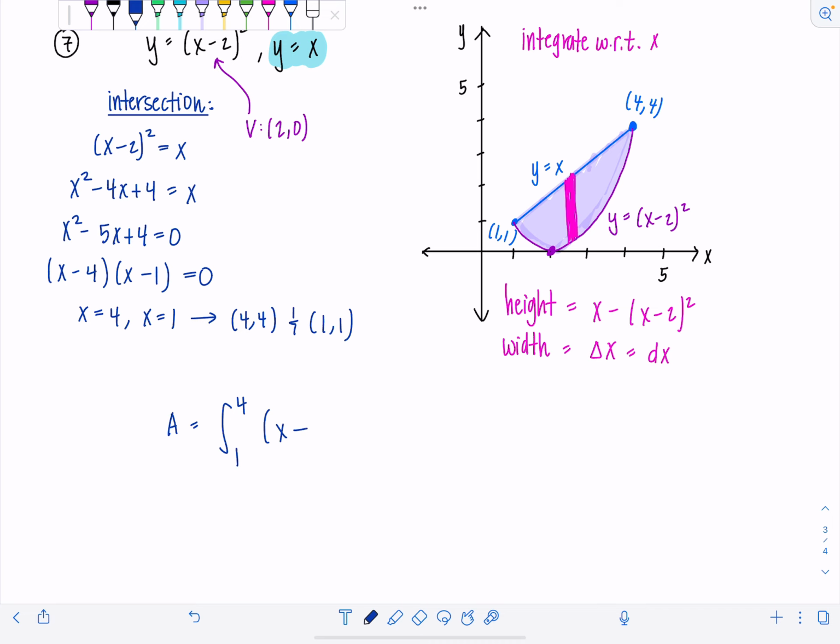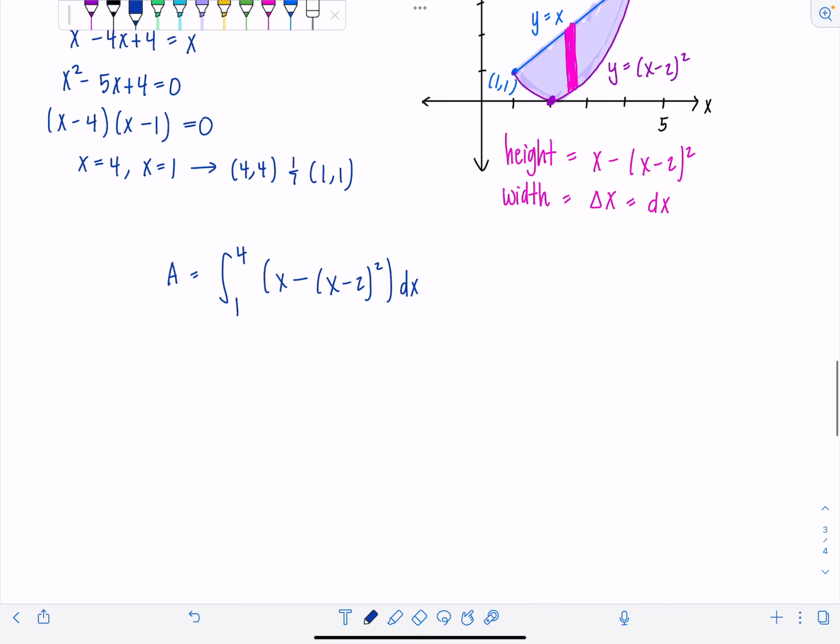X minus 2 squared dx. Okay. Now, if you're a little new at integration, I want to show you why you definitely don't want to multiply this out. No. And you don't even really need to do a u substitution. Okay. I'm going to show you little tips that are going to help you save time in the long run.